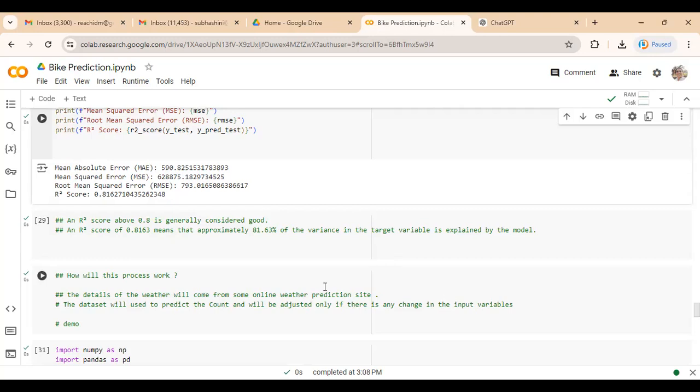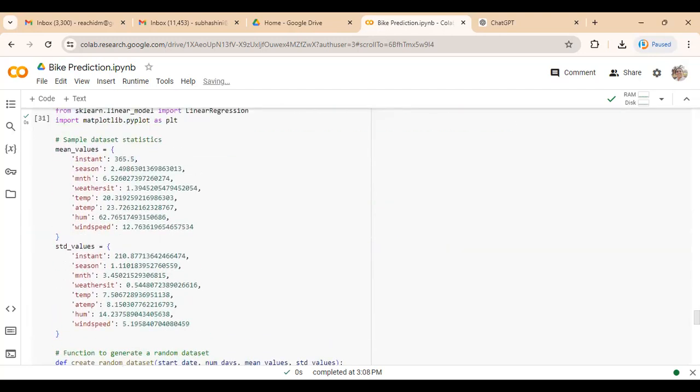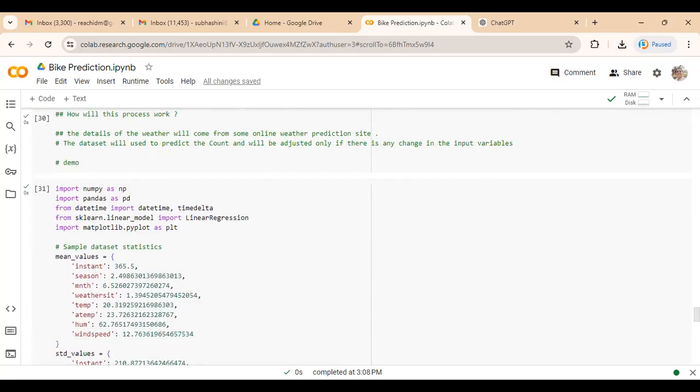But a question could come, how will this process really work? Because here we have the temperature, humidity, etc. for every day, right? And the system model is able to do it. Now, what will happen really?